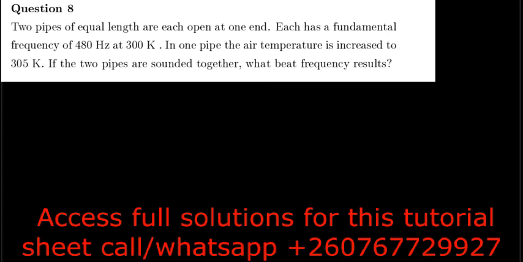So this question is a bit similar to the question we just solved, which is question 7, only that this one is open at one end. So two pipes of equal length are each open at one end. Each has a fundamental frequency of 480 hertz at 300 Kelvin. In one pipe, the air temperature is increased to 305 Kelvin. If the two pipes are sounded together, what beat frequency results?